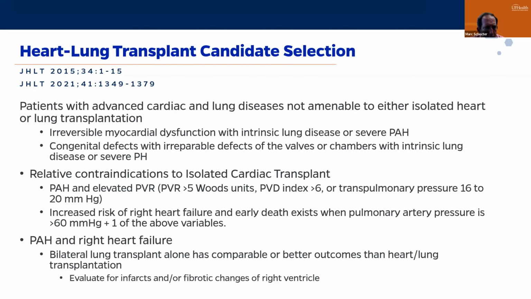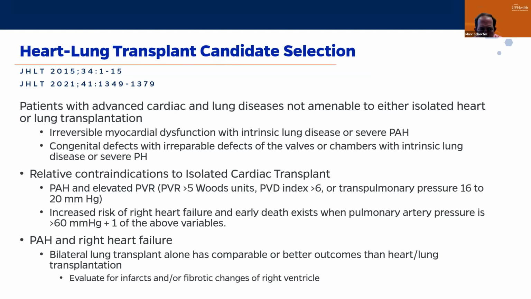And the few measurements that we have that are relative contraindications to heart transplant alone include pulmonary hypertension with an elevated pulmonary vascular resistance of greater than 5 Wood units or an index greater than 6, or transpulmonary pressures in the 16 to 20 range. And those all show that there's an increased risk of heart failure post-transplant and early death when those things exist, plus you have elevated pulmonary artery pressures.